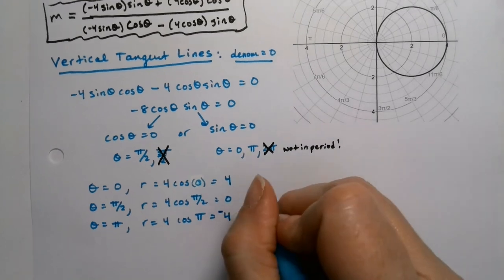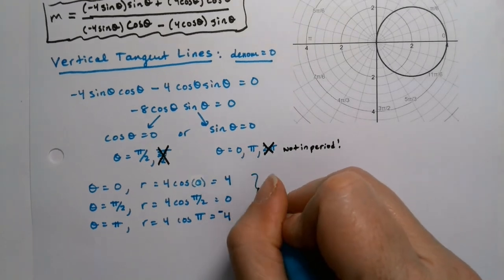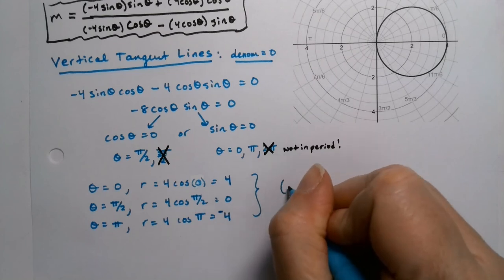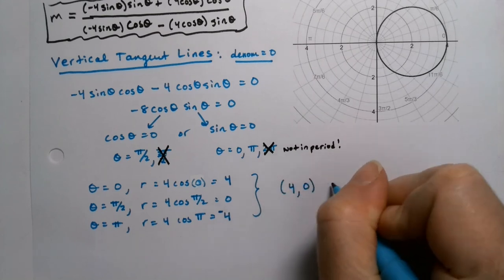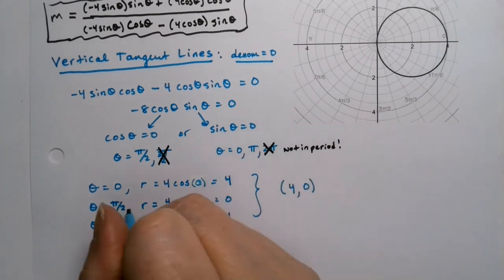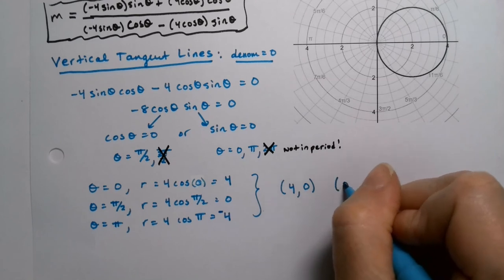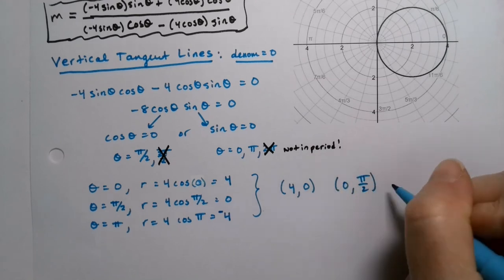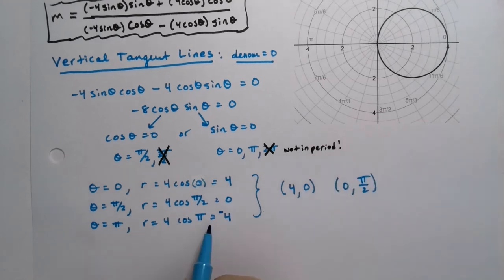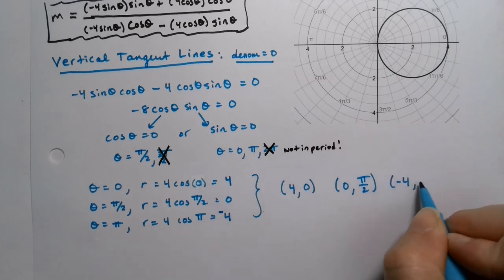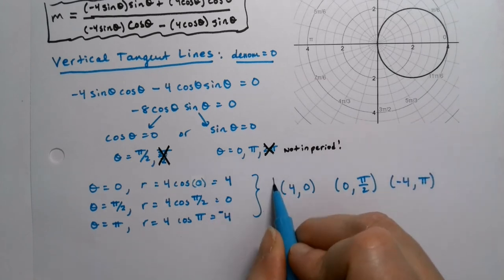Okay, so I have my points. So my r, theta points are 4, comma 0, 0, comma pi over 2, and then, right, it goes r, theta, negative 4, pi. These are our polar points.